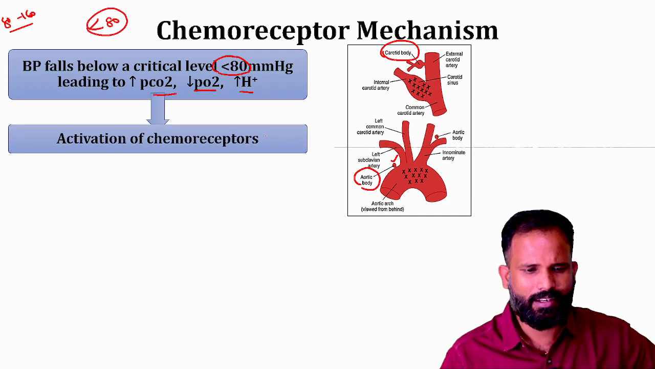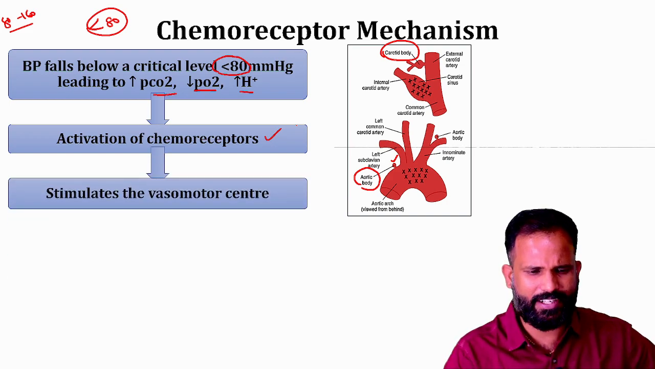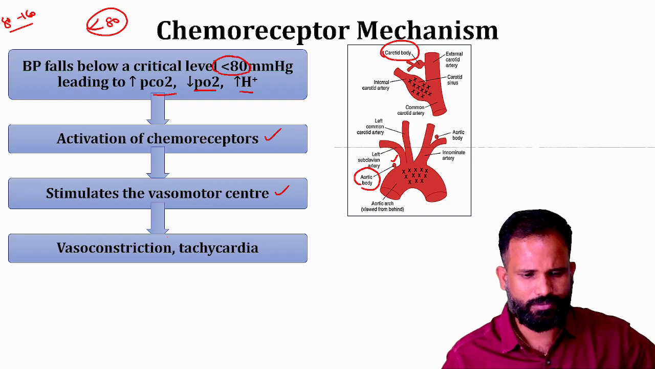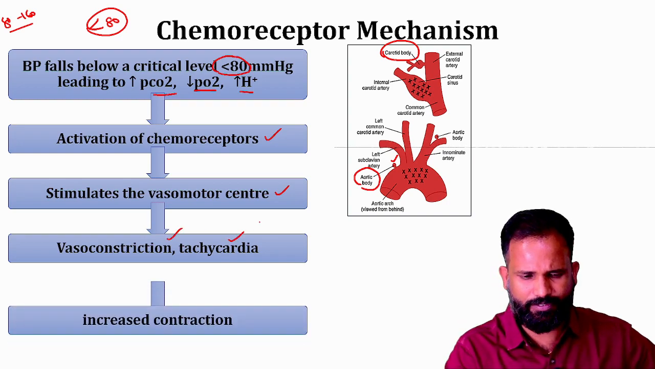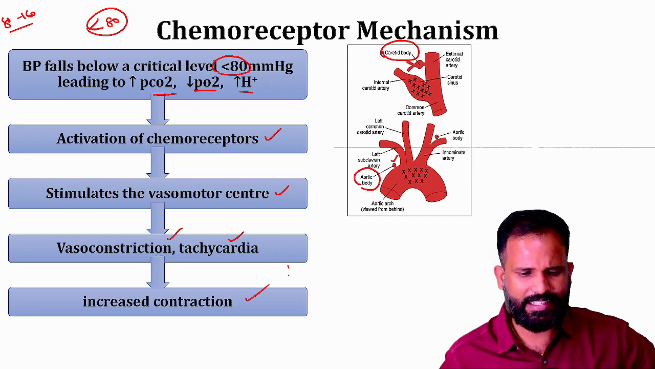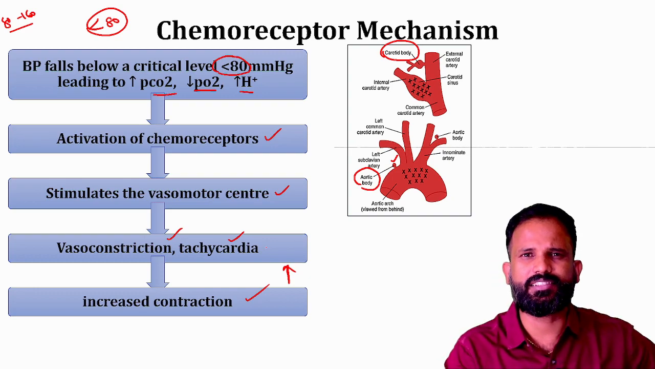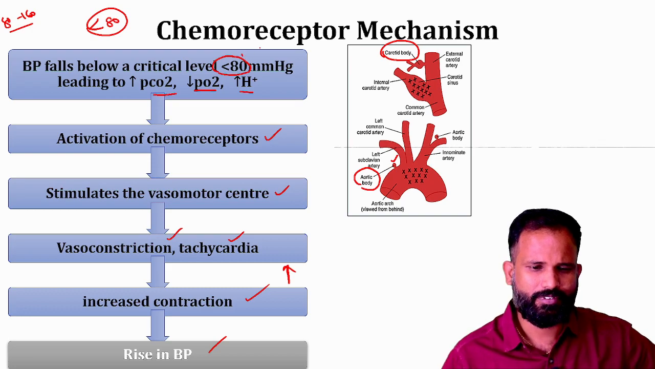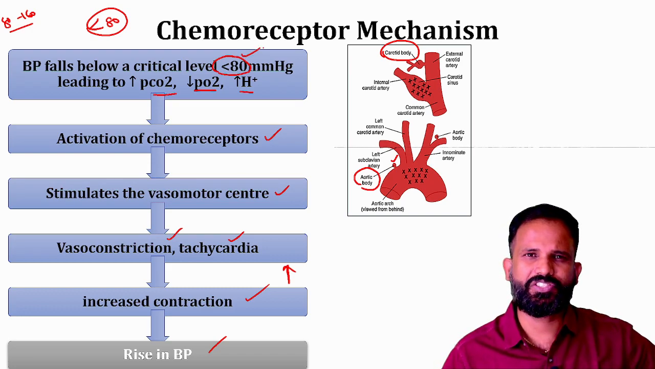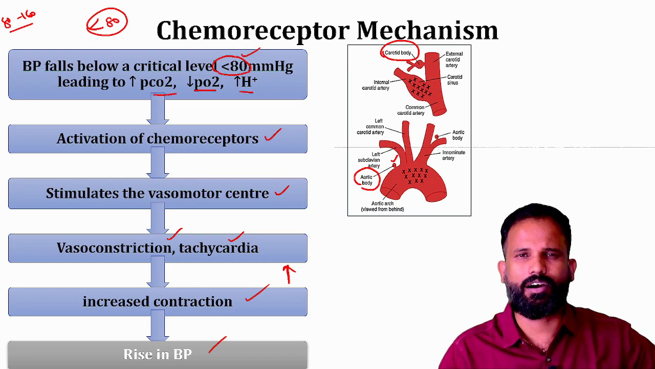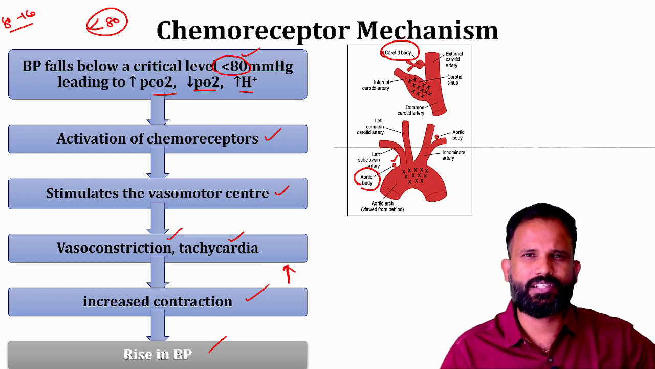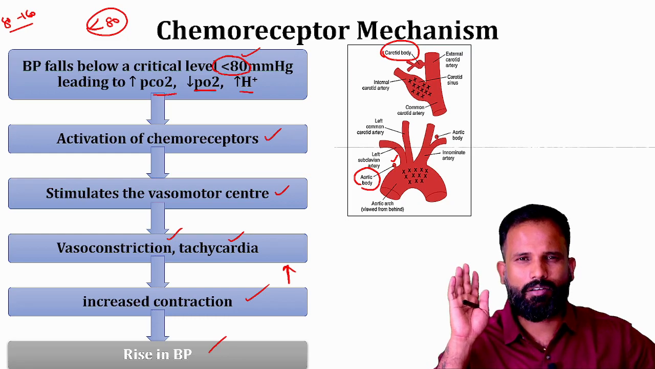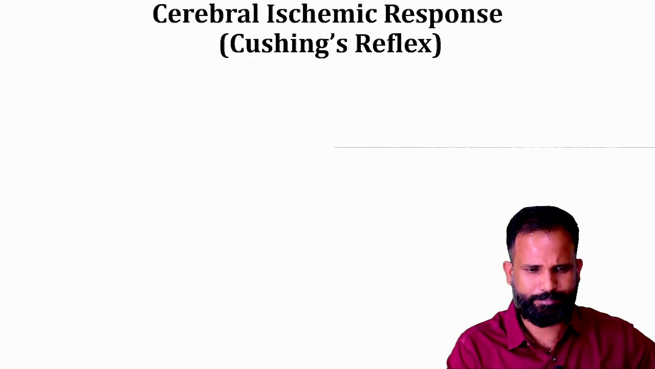Then activation of the chemoreceptors activates the vasomotor center directly. So vasoconstriction, tachycardia, force of contraction increases. All these factors increase. The final result is increased BP. So whenever the BP falls below 80 mmHg, or chemical factors like carbon dioxide are elevated, or H plus elevated, or oxygen lowered, our chemoreceptor mechanism will get on and raise the BP.